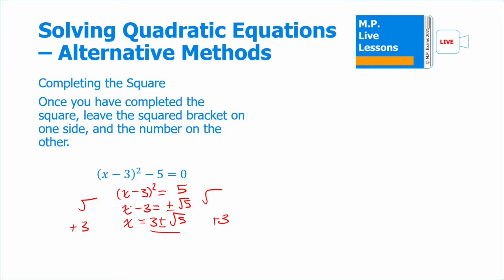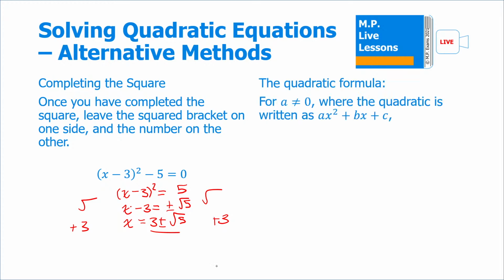You may be told to find the exact values or leave it in surd form. Just pay attention to the question. And you could also use the quadratic formula. So when a is not 0, so when this is just any other number, and it's written like this, you'll have the formula x is minus b plus or minus square root of b squared minus 4ac, all divided by 2a. So for example, I'll have to move everything to the left.